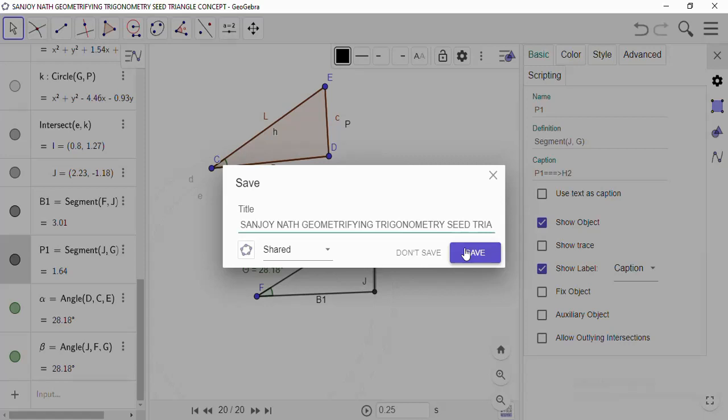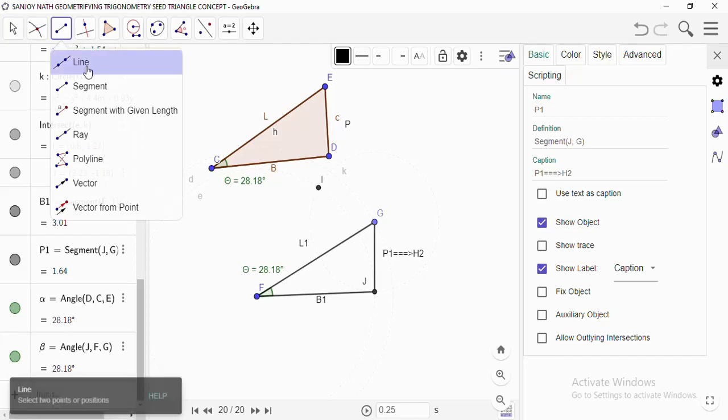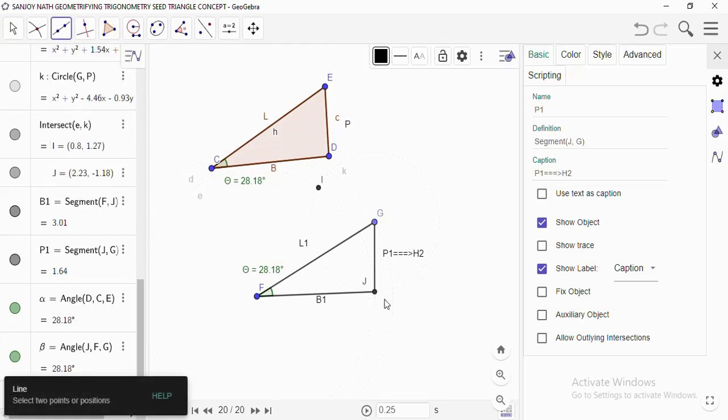So we have to draw the similar triangle of the same seed triangle such that this side should be equal here. How can we draw that? We can take a complete line here.